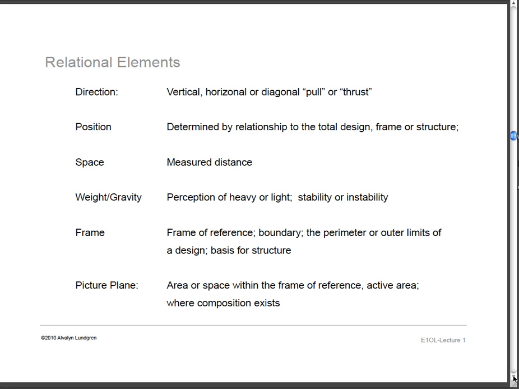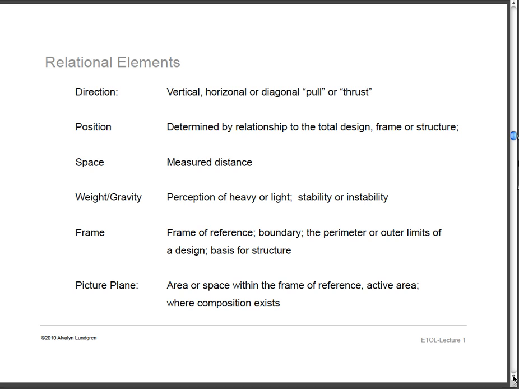Space is also a relational element. Again, it's measured distance, but we have regular intervals between things, or we have different intervals between things. We have one thing closer to an element over here and further away from elements over there, and so forth.